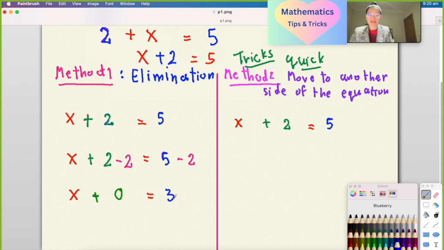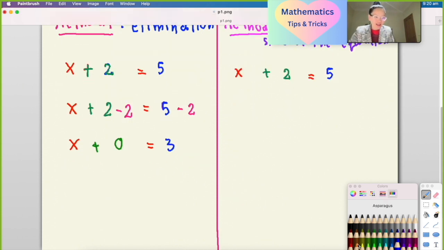I have 3 here, so x plus 0 is nothing, we have just x. That means x equals 3. This one is your answer.